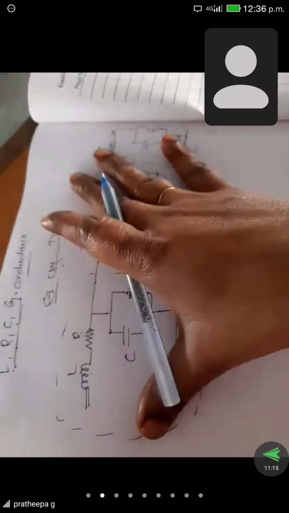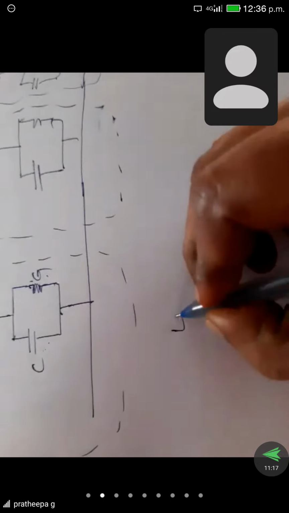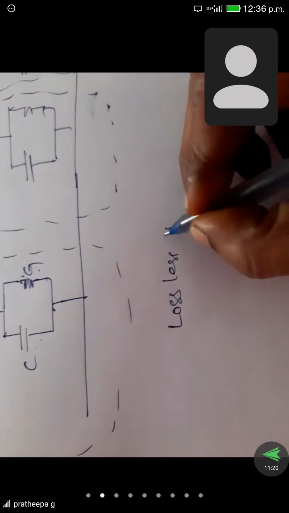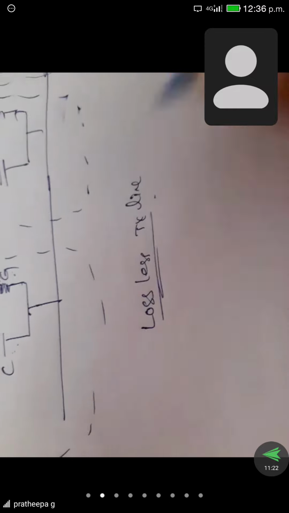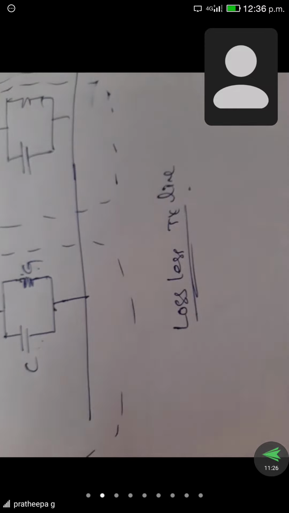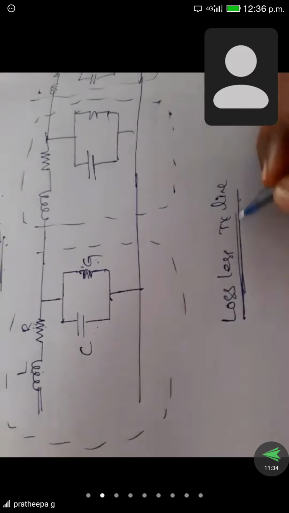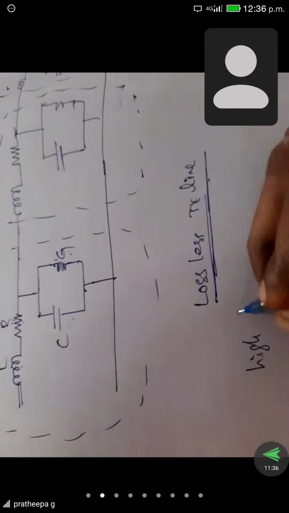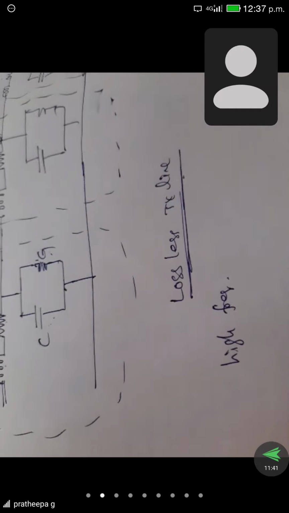So it is an equivalent circuit, right? And what is lossless transmission line? Lossless transmission means there must be no losses, right? So it can be taken at high frequencies. Okay? So at high frequencies what happens? L and R is there, right?